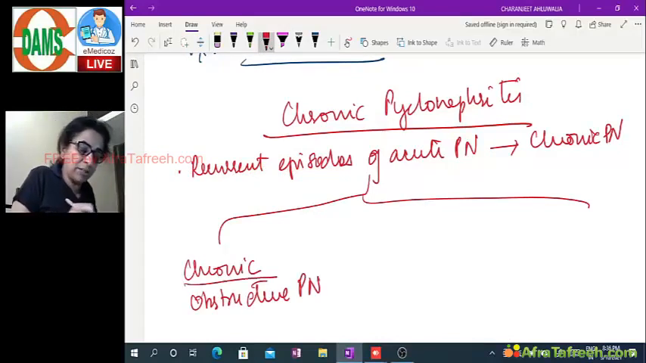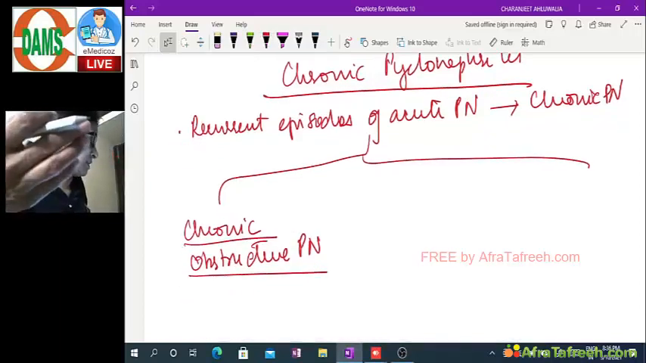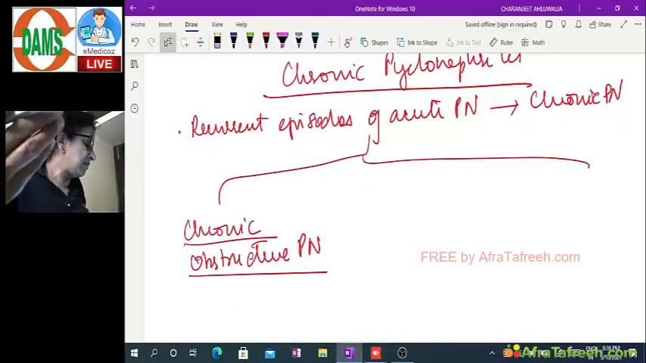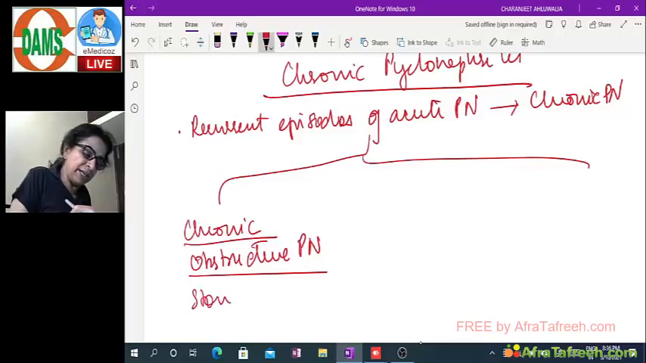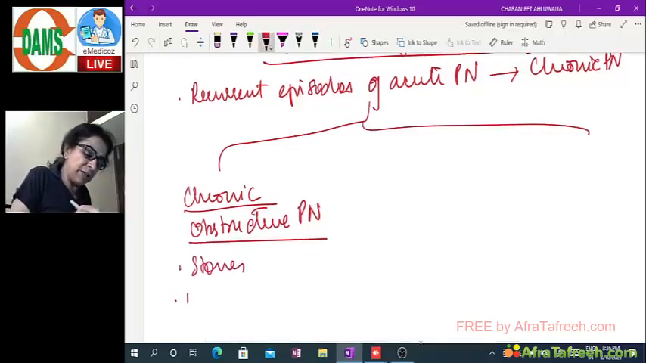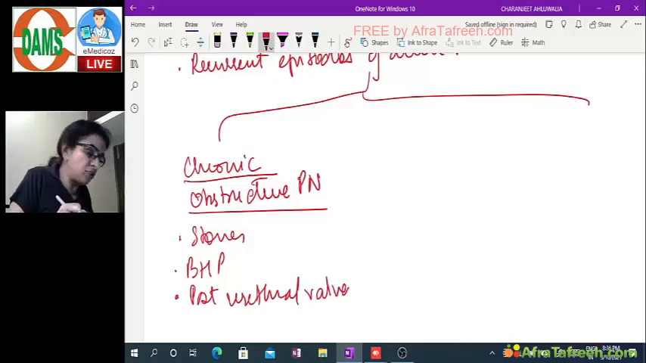This is due to a long-standing obstruction which is causing repeated attacks of acute pyelonephritis. This can be a calculus, stones in the kidney. This can be benign hyperplasia of prostate, which is causing obstruction, or this can be due to posterior urethral valves, which is a congenital anomaly seen in children.